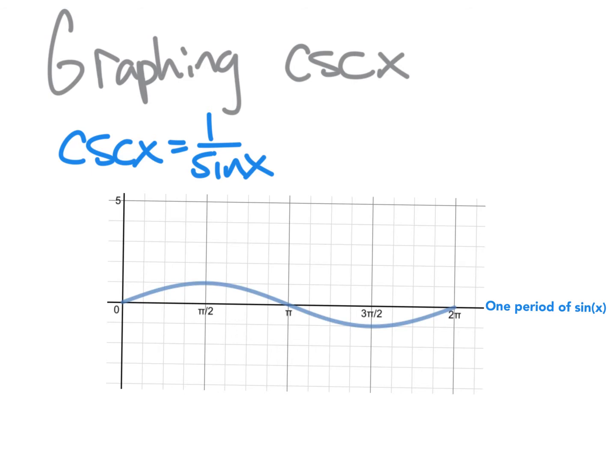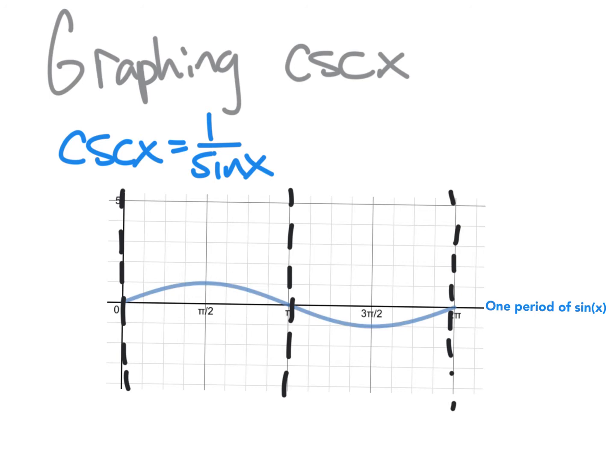So here what I have graphed is just one period of sine x. And I need to remember that cosecant is the reciprocal of sine x, because any time that sine is equal to 0, well, 1 over 0 will cause a vertical asymptote. So at all of these x-intercepts, now I have vertical asymptotes.